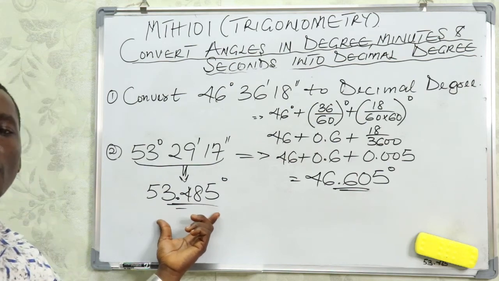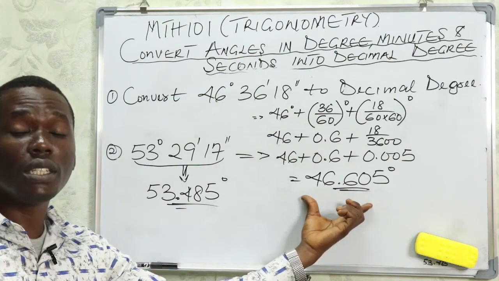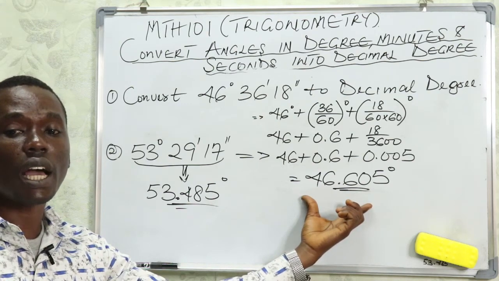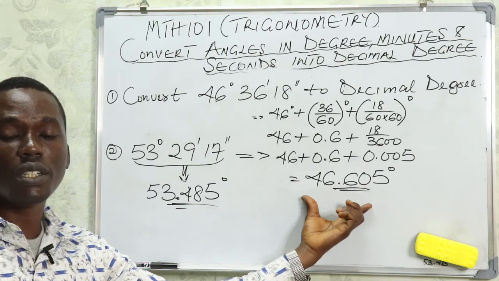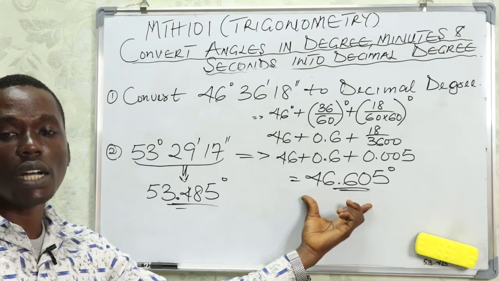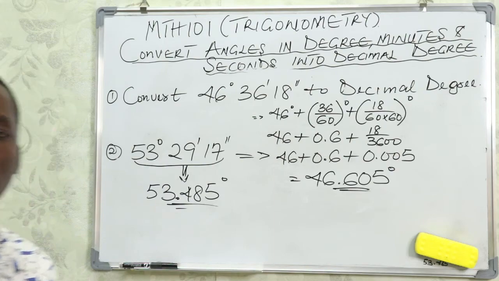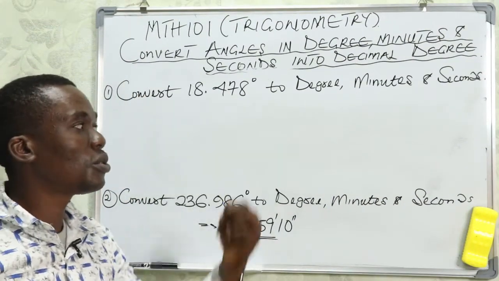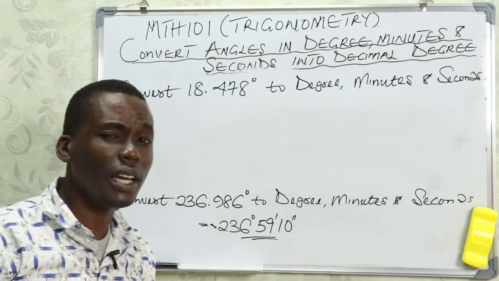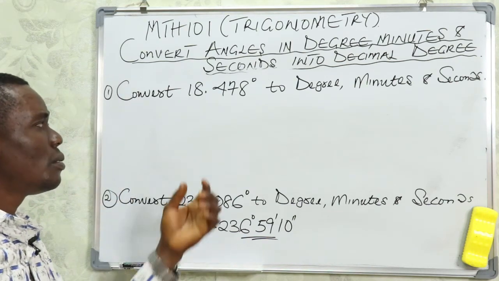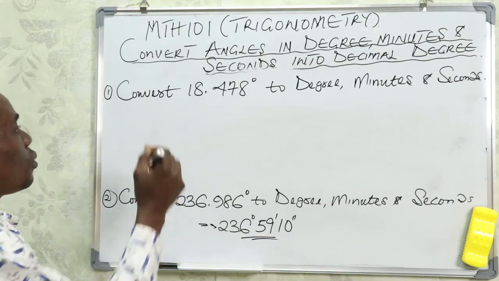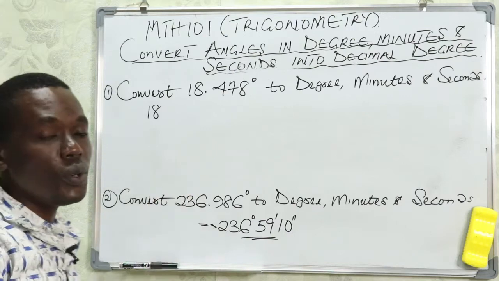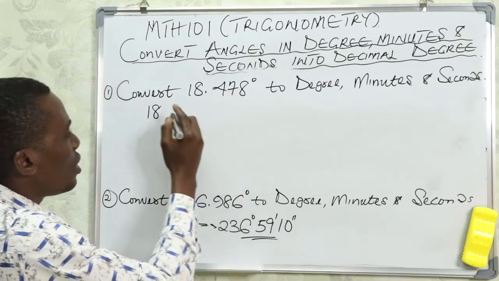Now let's look at how we can convert decimal degrees back to degrees, minutes and seconds. Let's look at this other sample. Now let's look at how to go about converting your decimal degree to degrees, minutes and seconds. It is very, very simple. In the question here, you've already been given your 18 degrees.